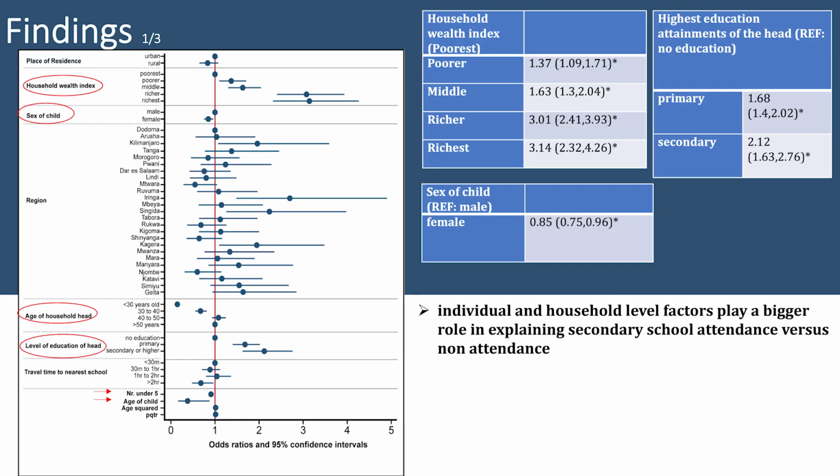So I'll go briefly into the findings. So basically here we're looking at individual and household level factors in our model. And so the findings are telling us that individual and household level factors played the biggest role in explaining secondary school attendance versus non-attendance. And they all go into the expected direction. So for a higher wealth index, there is a higher probability of attending school. Female adolescents have a lower probability of attending school, and those who belong to households where the head has a higher level of education have a higher probability to attend secondary school.